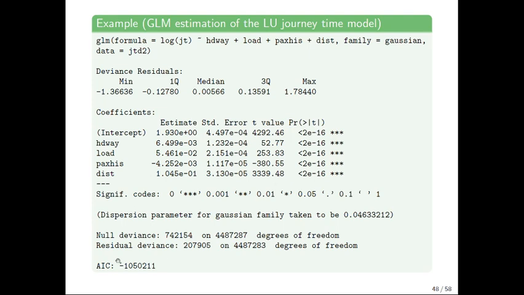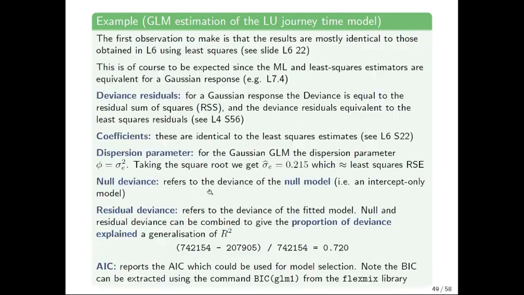Finally, the AIC is reported, which we could use for model selection. The BIC can be extracted with the BIC command from other libraries. So the point I want to make with this first example is that the Gaussian GLM gives us essentially the same results as the linear model. The normal distribution fits into the GLM framework just as the others do.